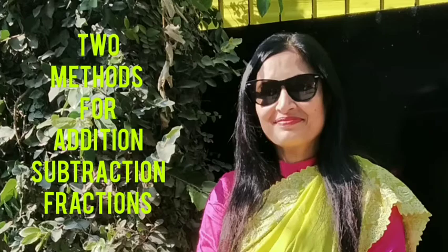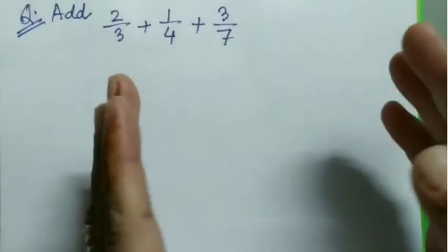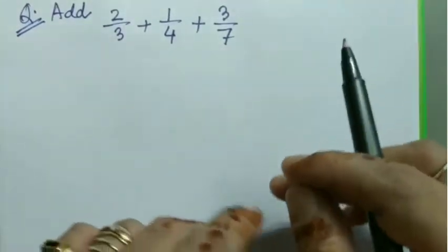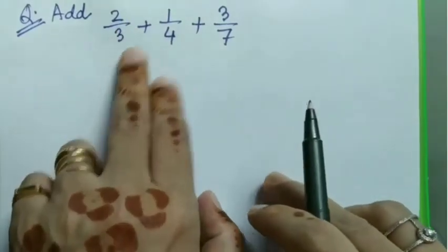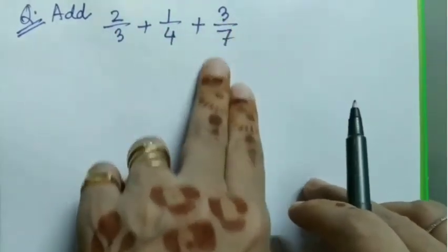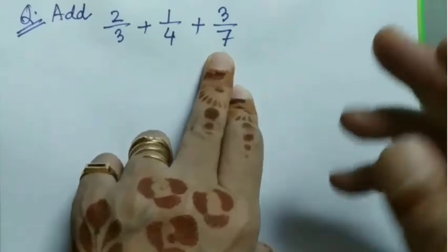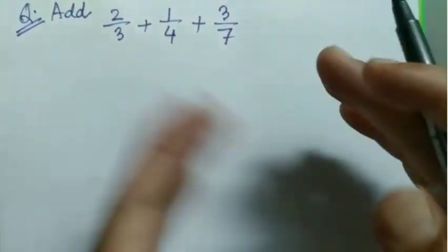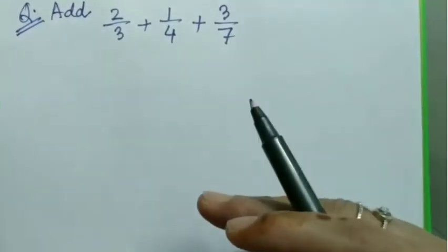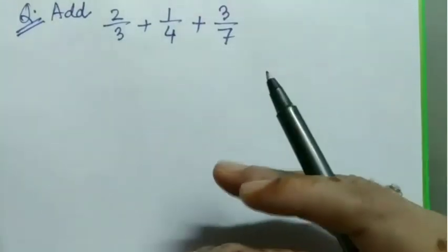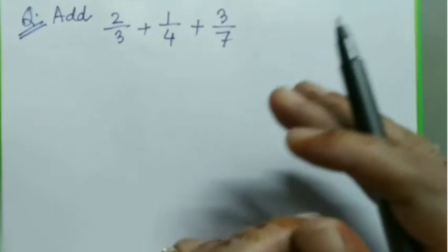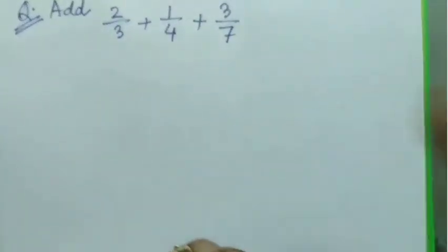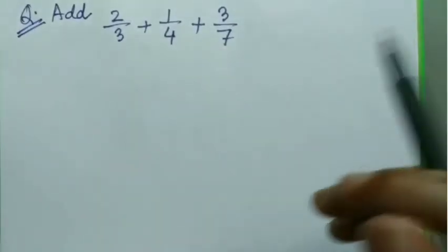Here let's start. So I have written here one example. Add 2 by 3 plus 1 by 4 plus 3 by 7. First we'll add using method 1, that is concept of equivalent fractions, and then using second method. For method 1, in case of addition of more than two fractions, we'll add first two fractions and then we'll add the result with the remaining number.